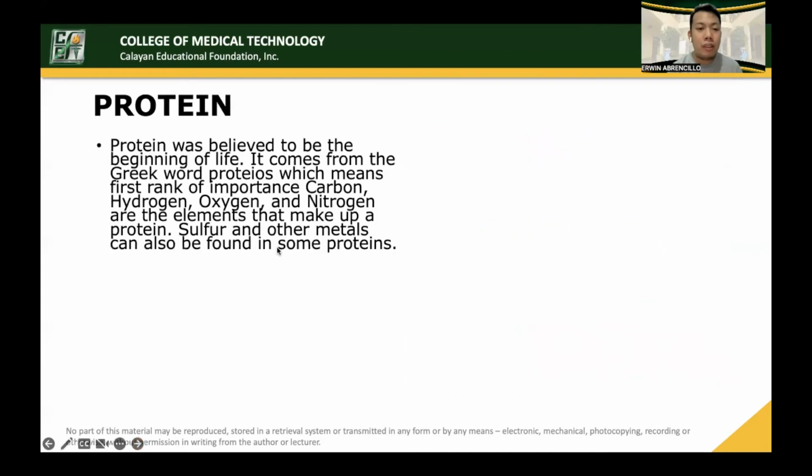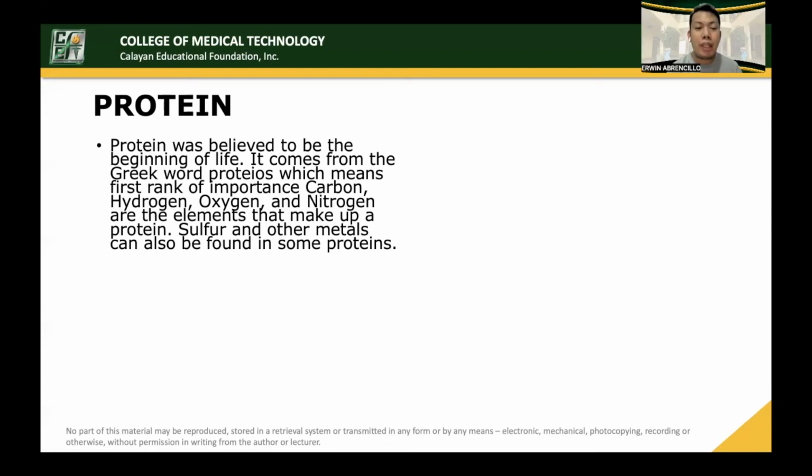And then let us now move to proteins. Okay, so protein was believed to be the beginning of life. So that's why they thought before that proteins are actually nucleic acid. It comes from the Greek word proteos, which means first rank of importance. Carbon, hydrogen, oxygen, and nitrogen are the elements that make up a protein.